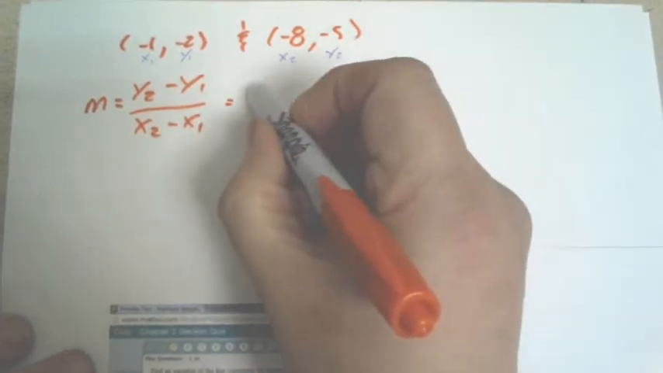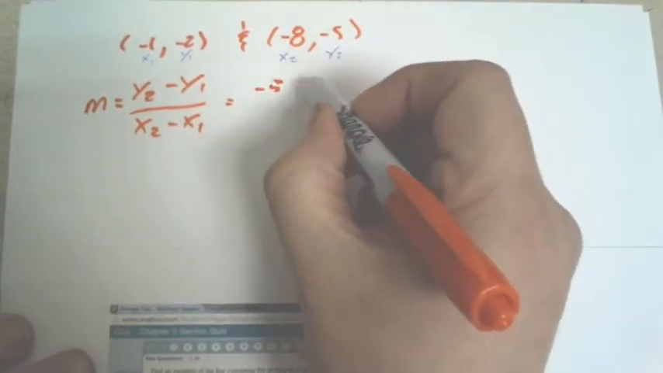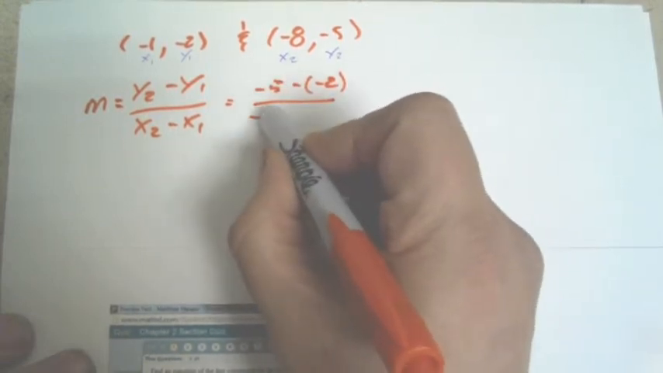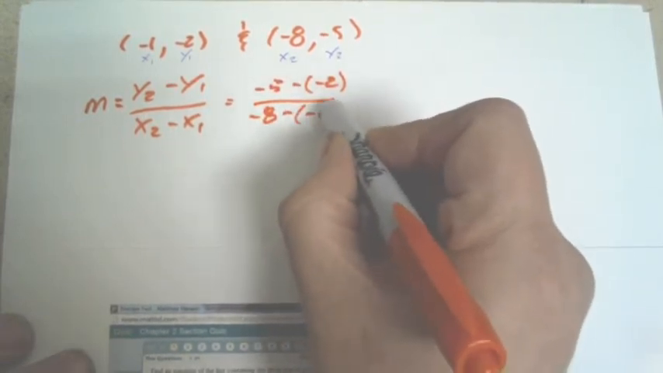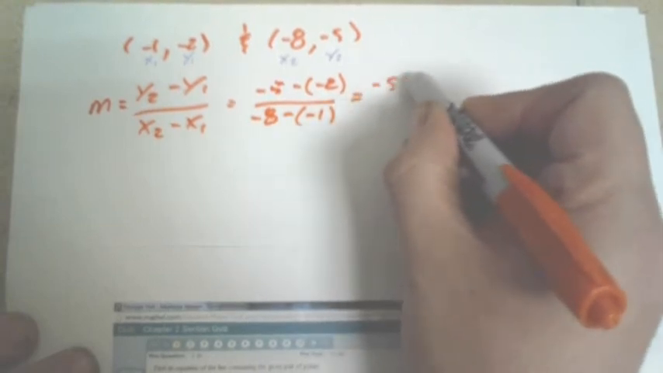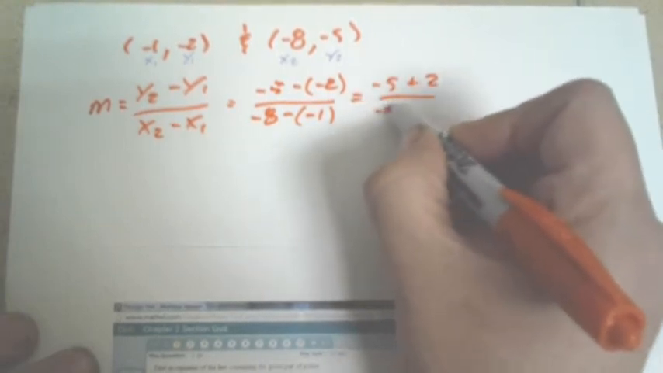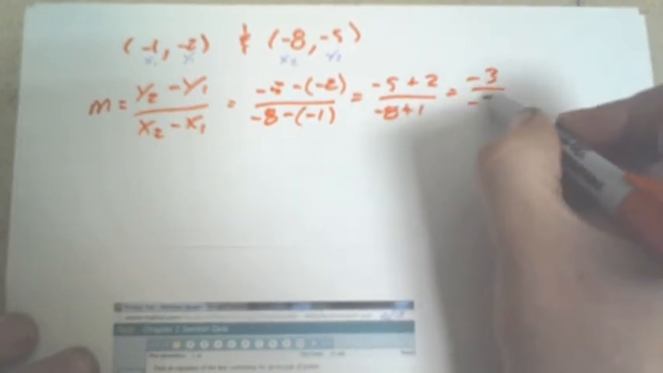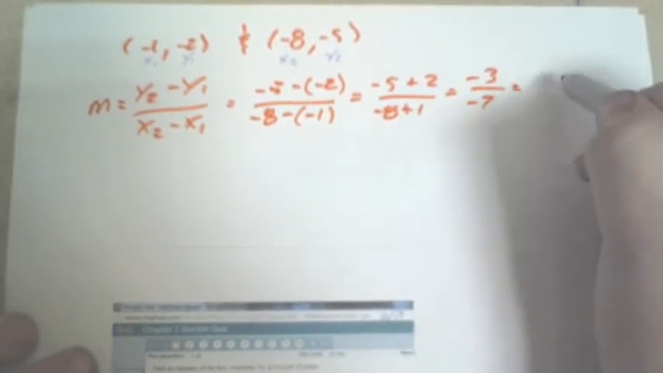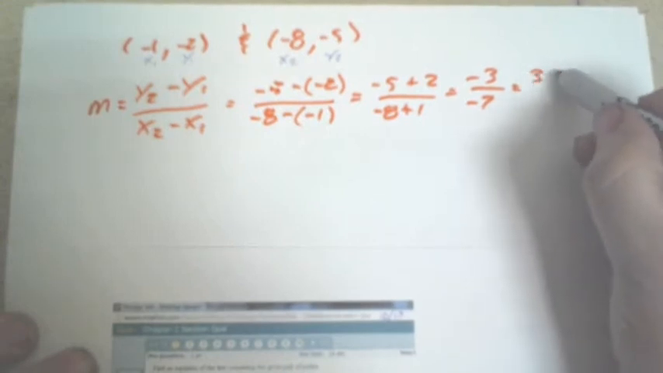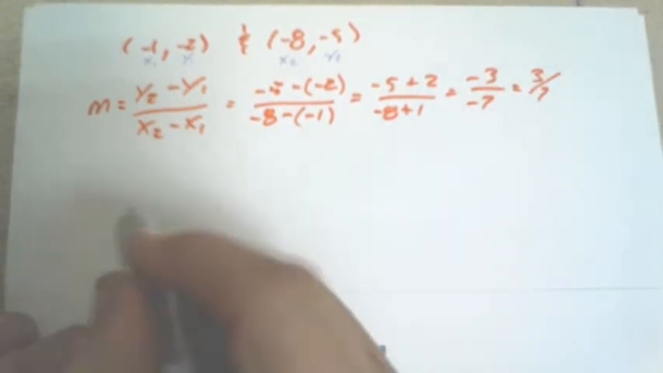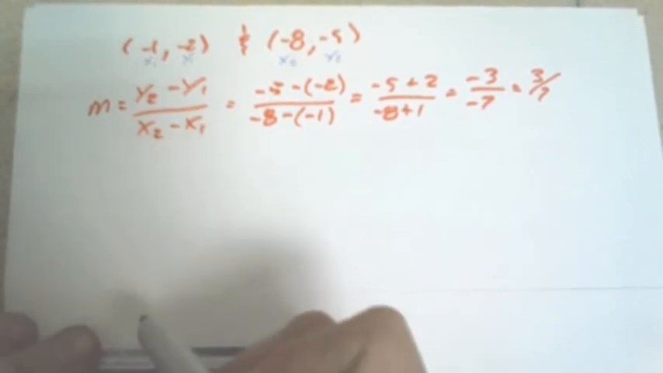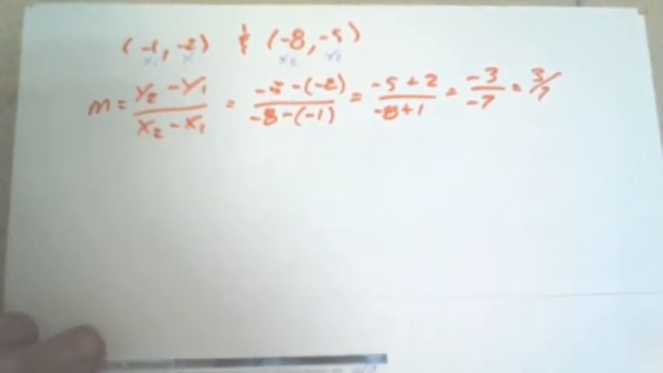So according to the labeling, we've got -5 minus -2, careful with those negatives, over -8 minus -1. So -5 plus 2, over -8 plus 1. So what, -3 over -7? Or a slope of 3/7. So slope of 3/7.